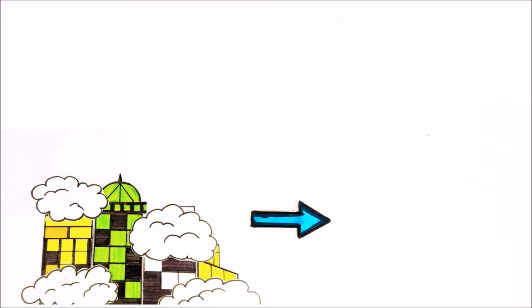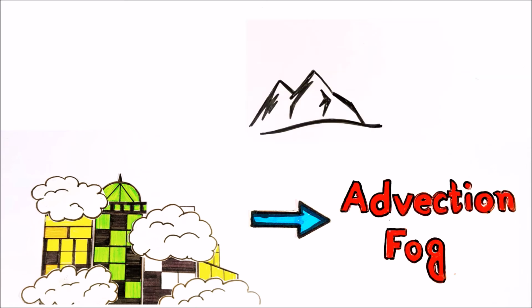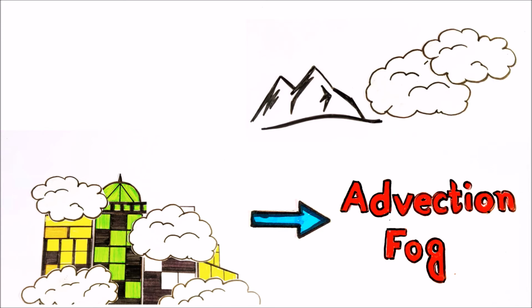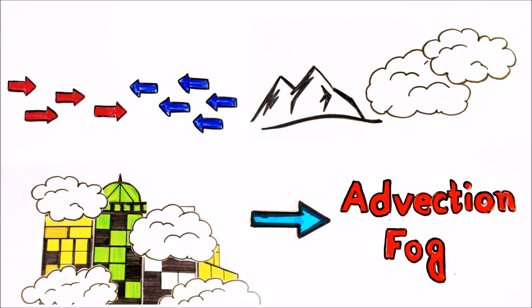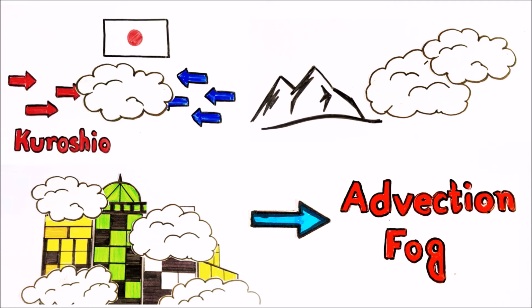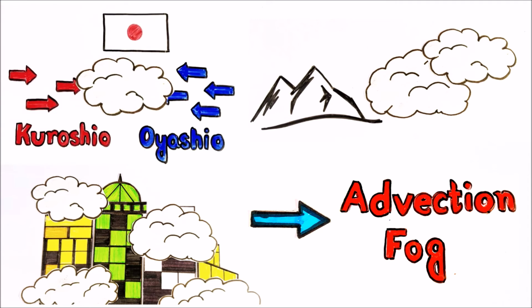Apart from this type of fog, there is another type known as advection fog. Actually, when warm and moist air reaches a cooler place, then the water vapor from the warm air cools down and the formation of advection fog takes place. Such fog is formed by the meeting of warm and cold ocean currents. The fog formed by the meeting of the Kuroshio and Oyashio currents near Japan is the best example of this fog.